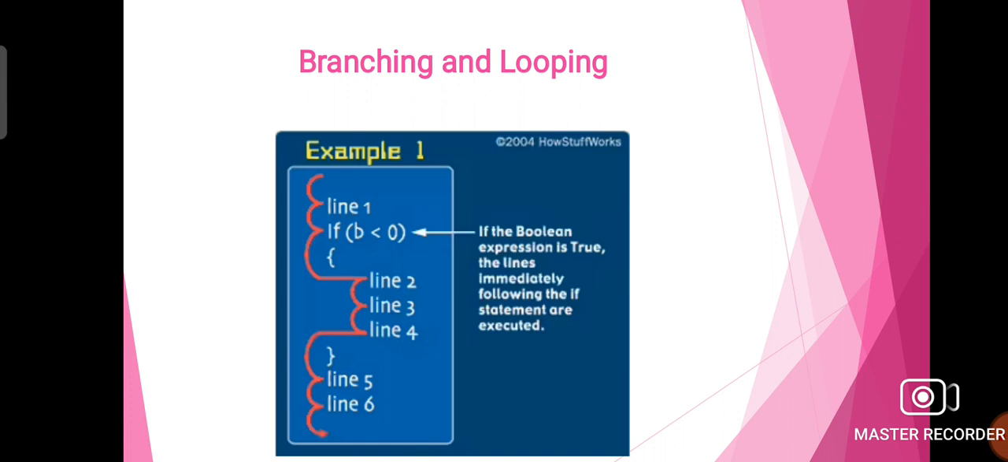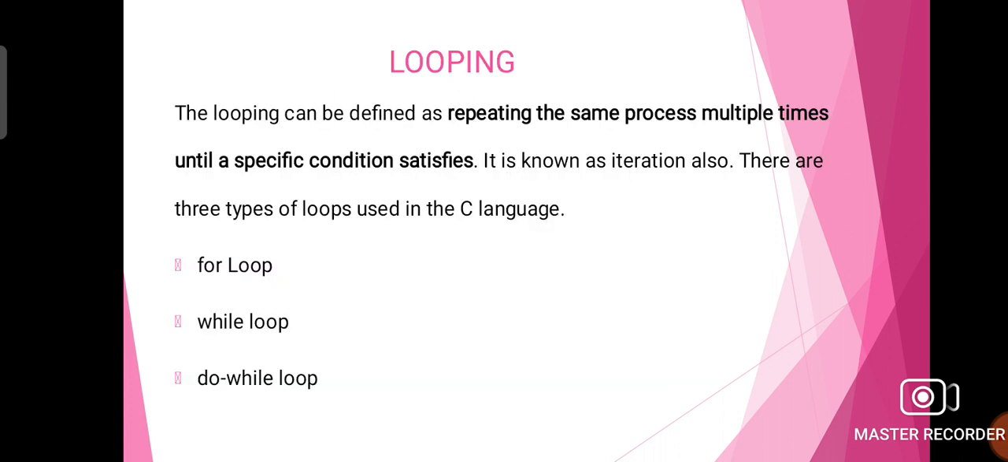So if the boolean expression evaluates to true, the true statements will be executed. That is, lines 2, 3, 4 will be executed. Otherwise, if the if statement evaluates to false, execution comes out of the true block and the false block will be executed. That is, lines 5 and 6 will be executed.